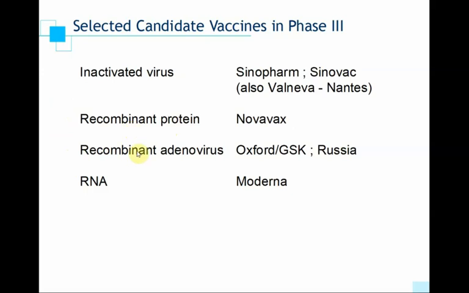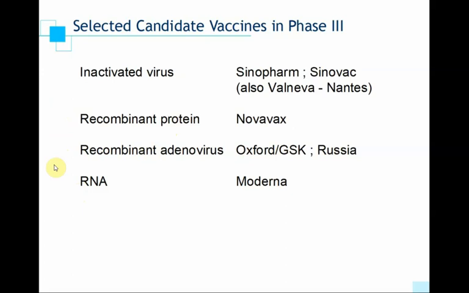So this is the recombinant adenovirus candidate. This is Oxford-GlaxoSmithKline's candidate, and also the Russian one that Vladimir Putin got. That's a mix of 2 recombinant adenoviruses. And then there's an even more space-age thing. Making a virus is too complicated. Let's just get the RNA.